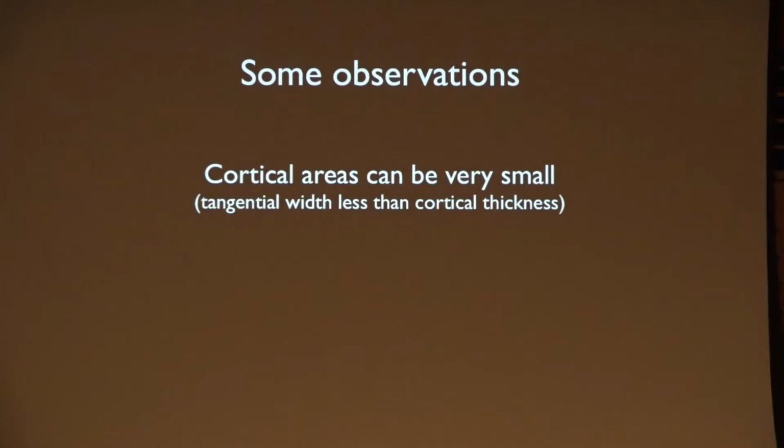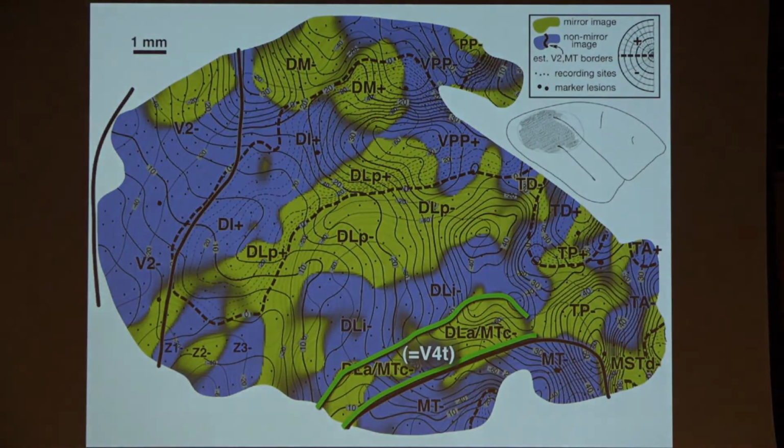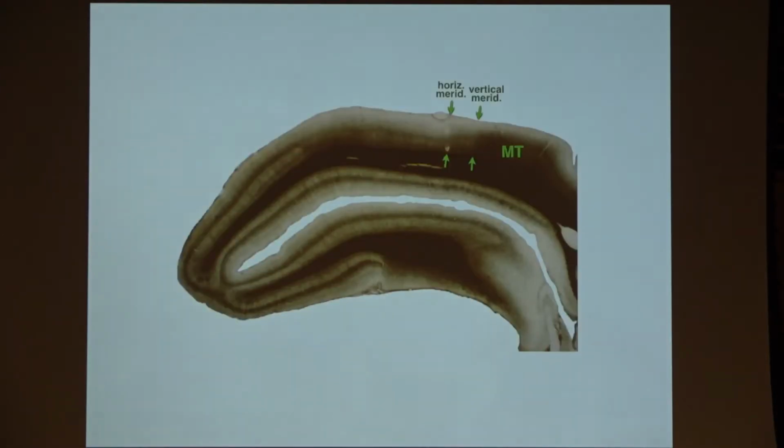So, some observations of how these maps are set up. These areas can be quite small. So here's one where the name of the area is wider than the area. It's a little leftover area that got several different names applied to it. But in that little area there, MTC, DLA, V4T, you can see it's actually narrower in its tangential axis than the thickness of the cortex.